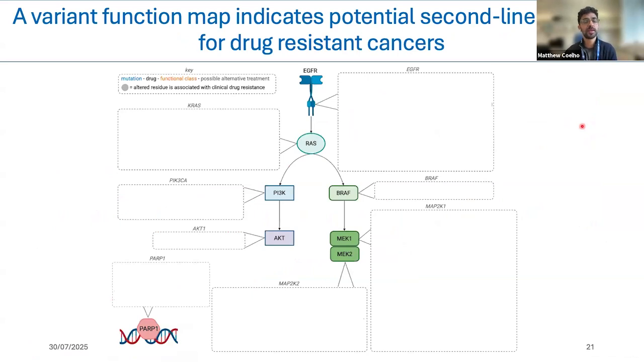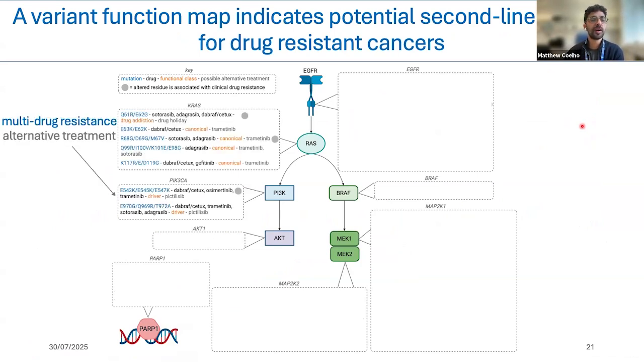So we amalgamated all of these data together, and we built a variant function map to outline all of the resistance mutations which are present in each of these drug targets using our base editing screens. And we found several interesting things throughout this pathway. For example, we found mutations here in PI3 kinase, which actually give resistance to multiple drugs, but could be treated with an alternative inhibitor, which is already out there and approved. So a second line therapy.